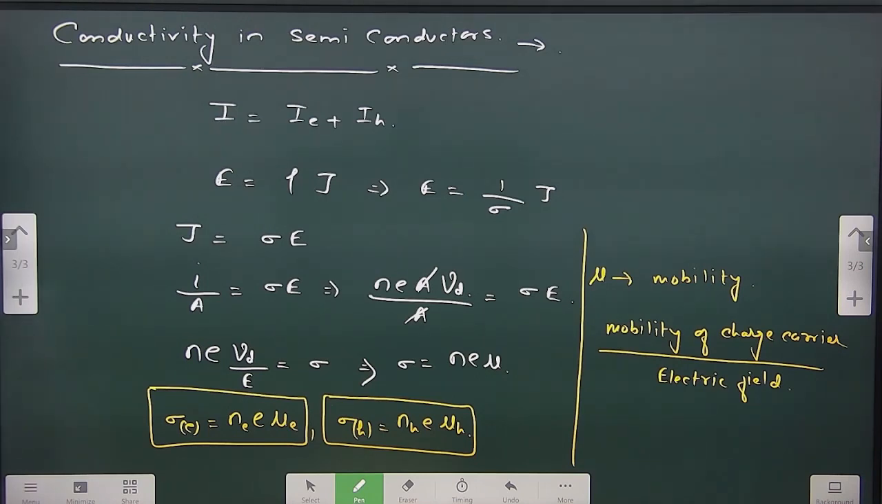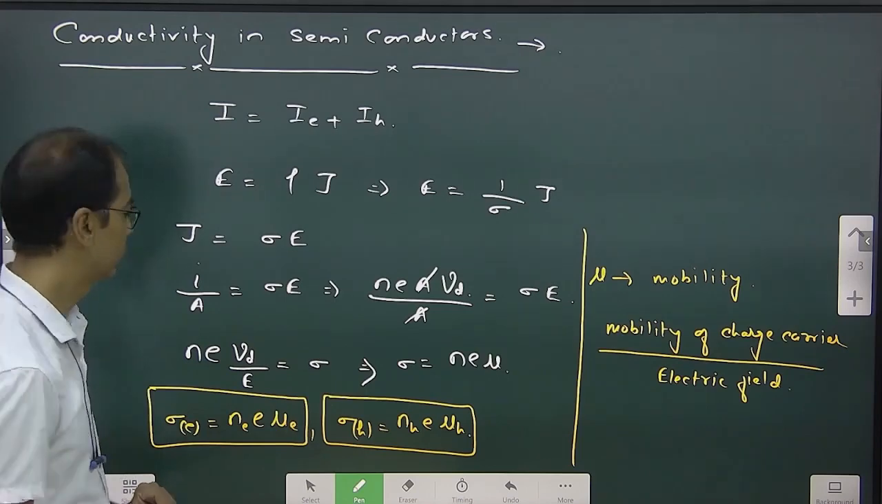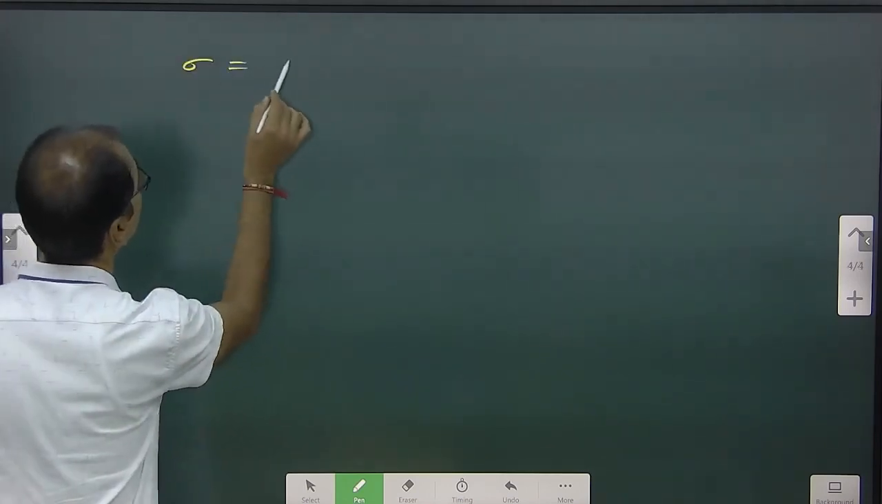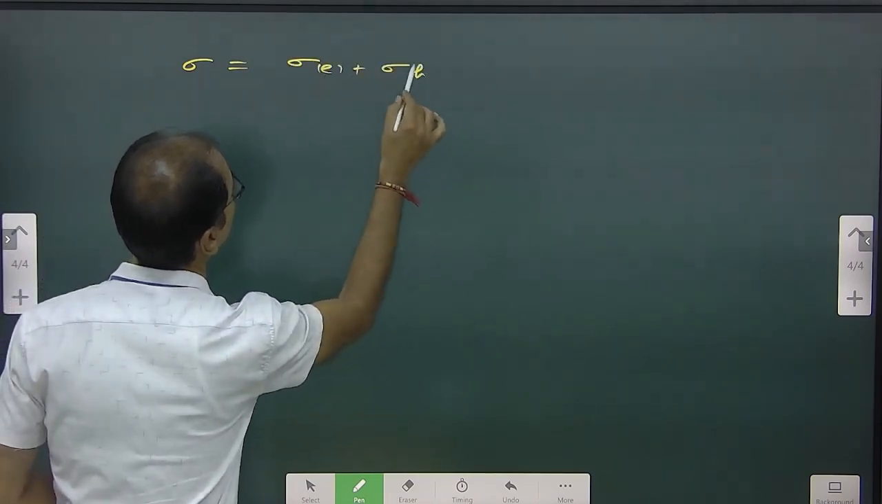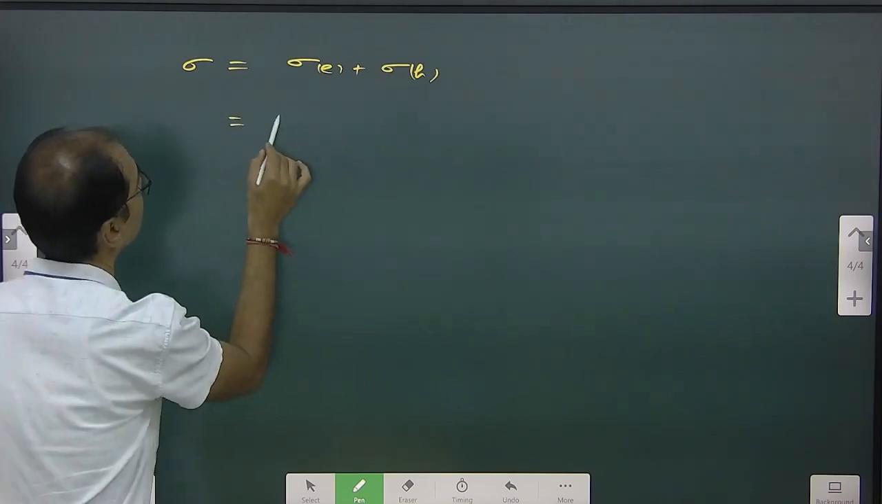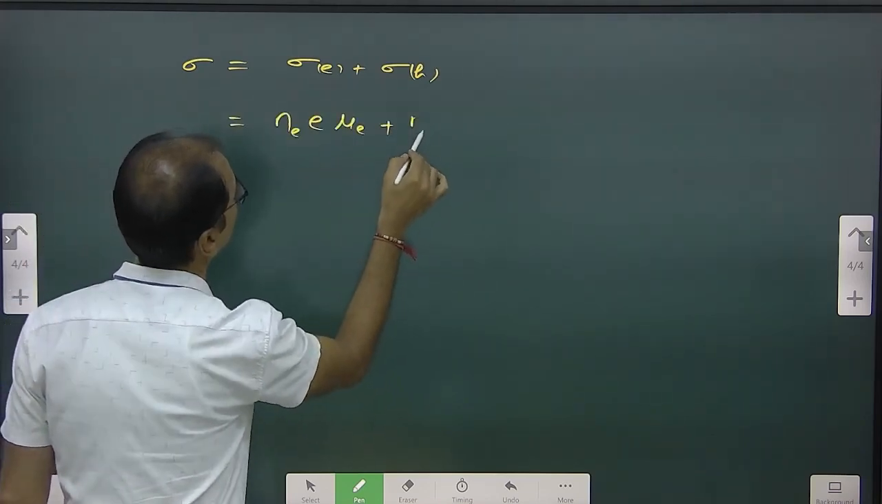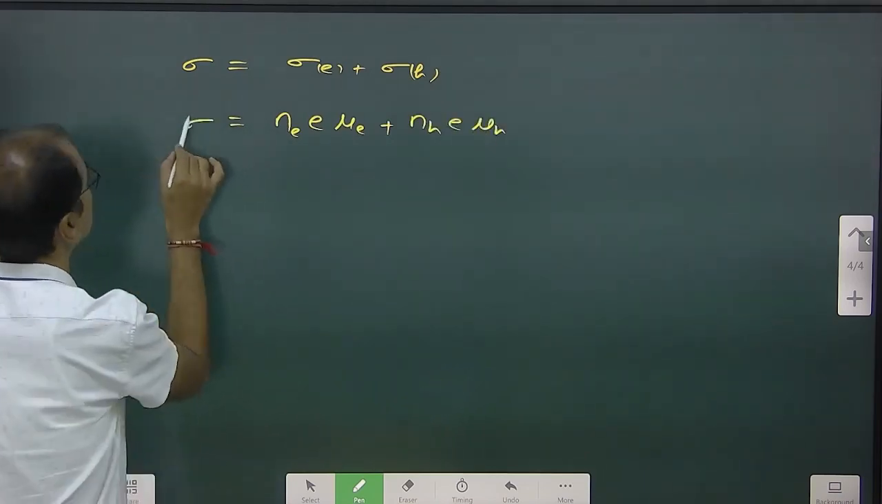Completed? Okay. So total conductivity will be what? This plus this. Total conductivity, sigma equals sigma E plus sigma H. And what is sigma? It is N E e mu E plus N H e mu H. This is the total conductivity.